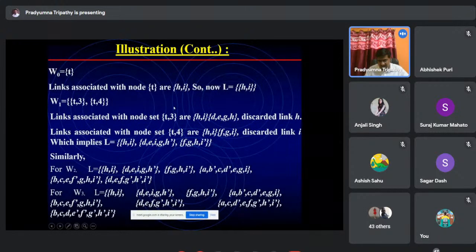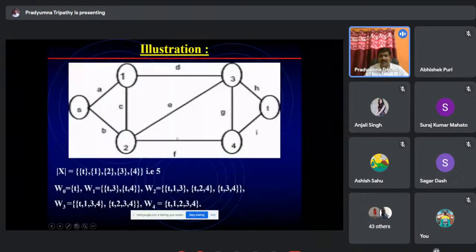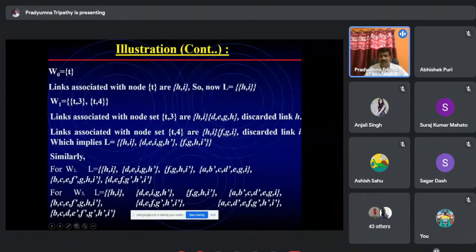Any point of time, if you have doubt, you may interrupt me. Exactly in the same way, if you have T4, then for T it is HI, and for 4 it is FGI. For 4 it is F, G and I. Correct? So what is common over here? I is the common. So I is discarded and we are left with F, G and H. So what is the final set over here? We have HI, which we got previously. Here we got D, E, G and H bar.